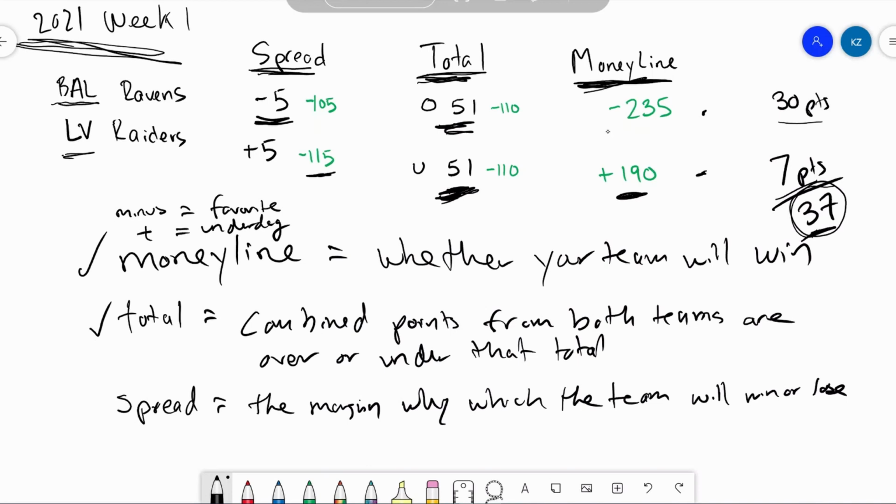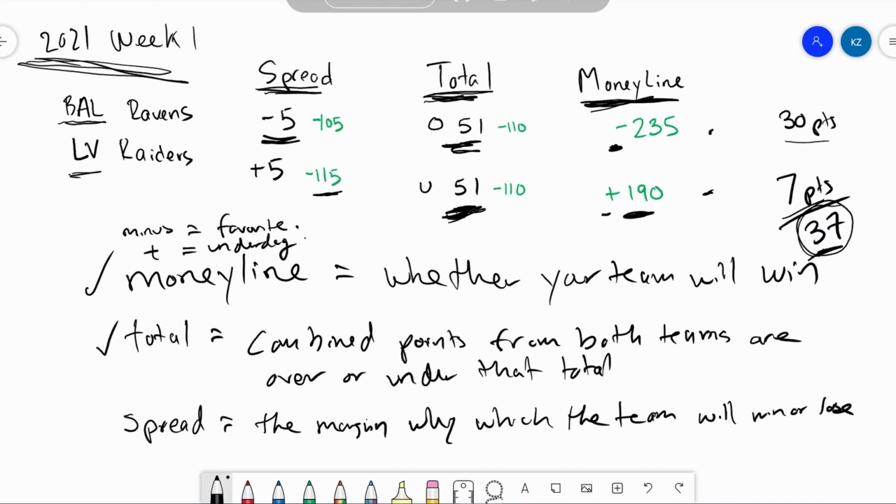Okay, so we also see that here in the money line. The Ravens are the favorite team, so that's why it uses the minus. The Raiders are the plus, and that's why they're the underdog. Okay, nice. So back to the spread. We see that the Ravens are the favorite by the -5.